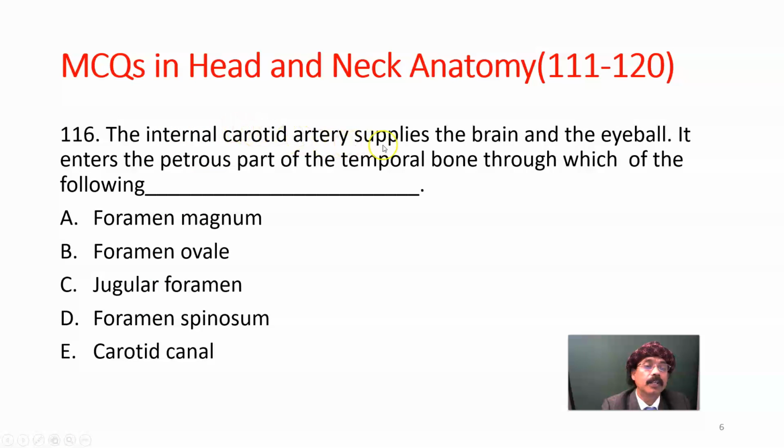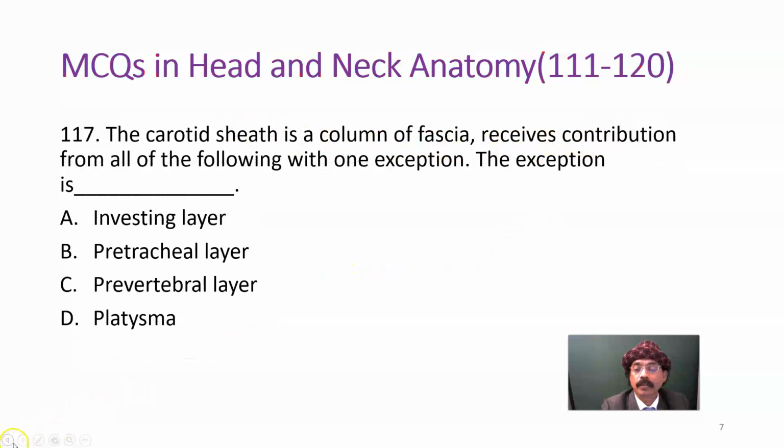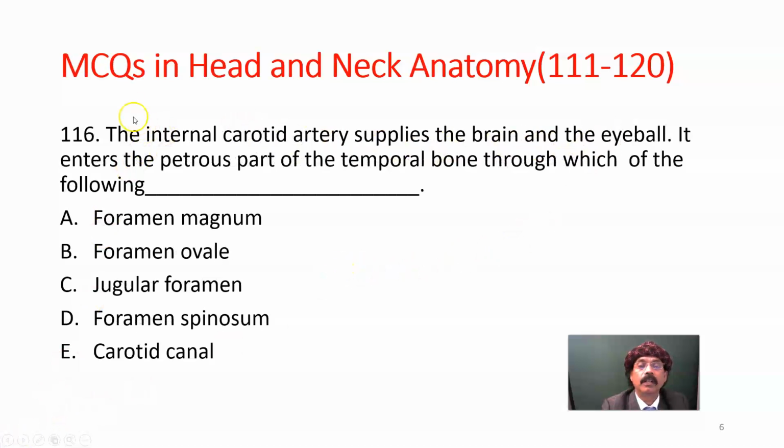Question number 116. The internal carotid artery supplies the brain and the eyeball. It enters the petrous part of the temporal bone through which of the following? Foramen magnum, foramen ovale, jugular foramen, foramen spinosum, carotid canal. This is the internal carotid artery, so it should enter through the carotid canal.